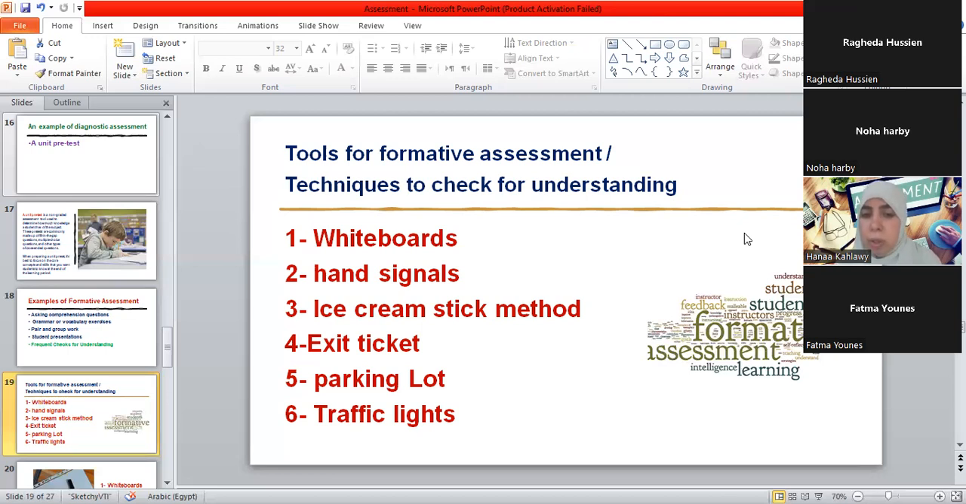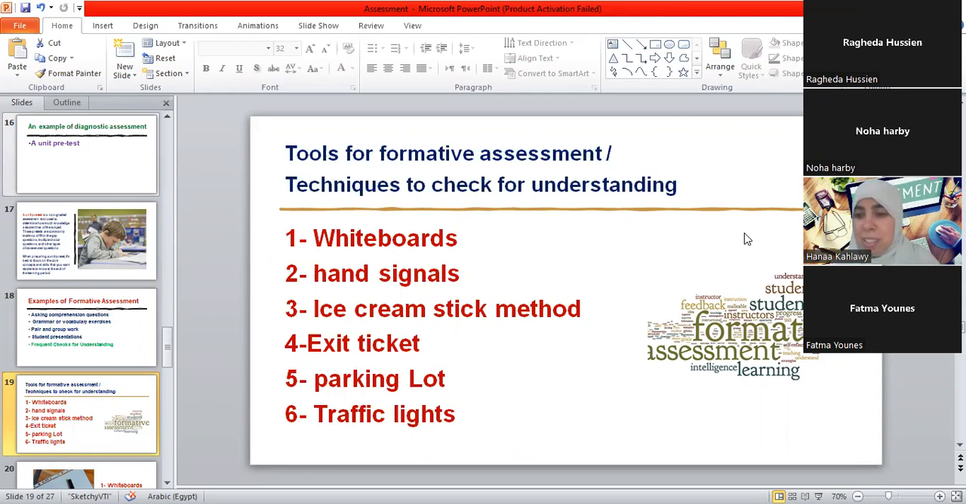Yes, I agree with you that the ice cream stick method helps us to control and manage our classroom, especially when we have a large number of students. When I use the ice cream stick method, students stop raising their hands and saying, yes, miss, I want to answer. The students can't guess when I will ask them because I pick the names randomly. Exactly, yes, this is another point.